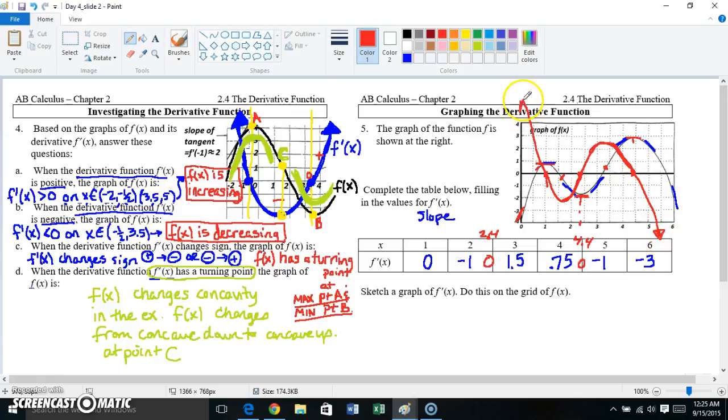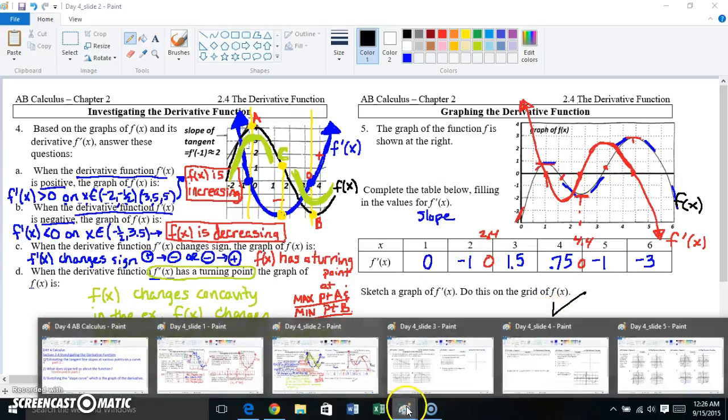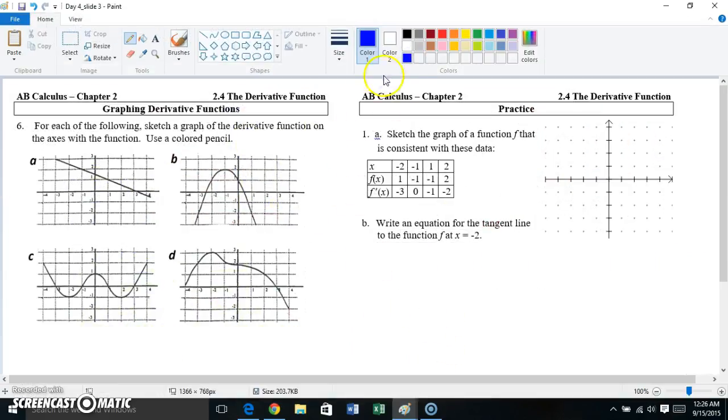Okay, so this red graph would be the graph of my derivative function, when the original graph was the graph of my function. Okay, sketch a graph, do this on the grid. Check. All right, number 6, for each of the following, sketch a graph of the derivative function on the axes with the function. Use a colored pencil.